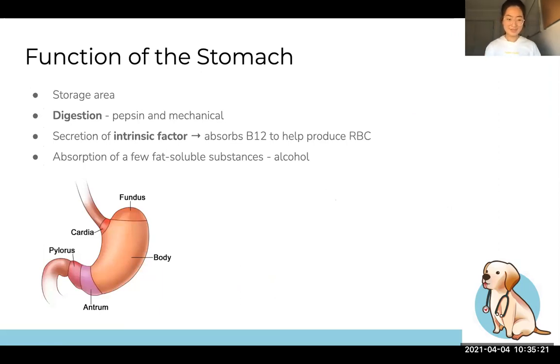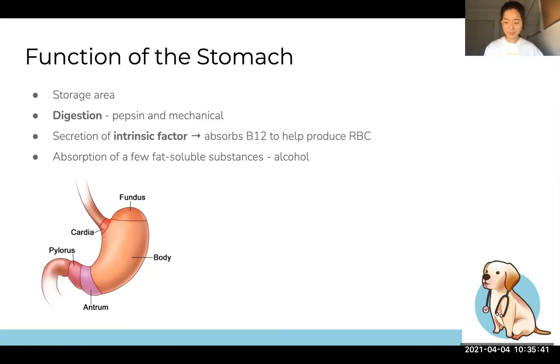Let's talk about the stomach. The stomach is the storage area for food, and it helps churn up food and digest it. Speaking of digestion, we've got pepsin, which is a very important enzyme that helps break down protein. Your stomach also secretes intrinsic factor, which is important for the absorption of B12.